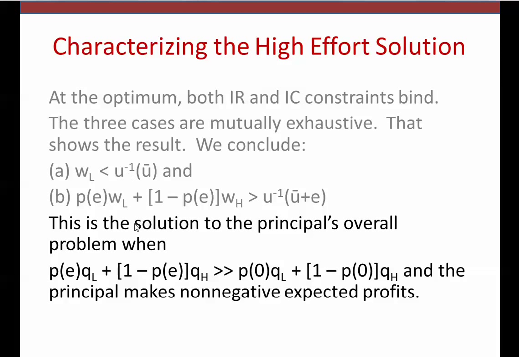The solution to the high effort case is the solution to the overall problem if taking effort makes expected output much bigger. That's this double inequality, much bigger. And when doing so, gives non-negative expected profits for the principal.